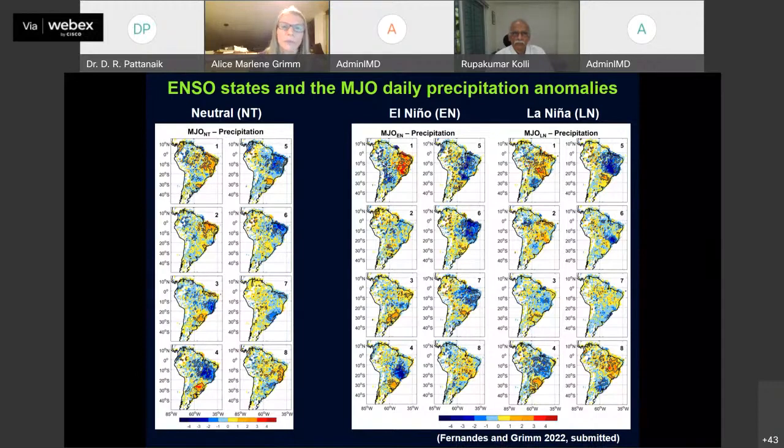And due to this enhancement of the teleconnections towards South America, we have much stronger precipitation anomalies here in Central East South America than in neutral years. And over the SACZ, the South Atlantic Convergence Zone, this is enhanced in both El Niño and La Niña. I think I'll stop here, although there were some interesting results in extreme events. But due to the time, I will stop here.